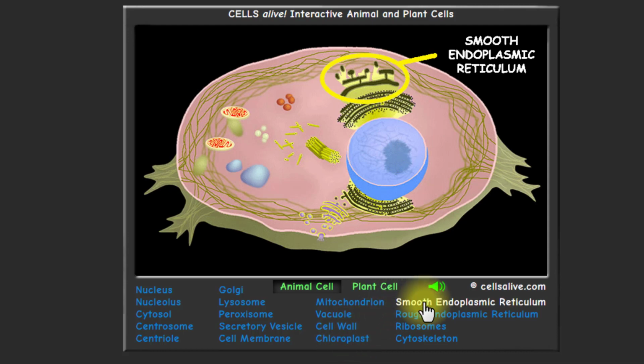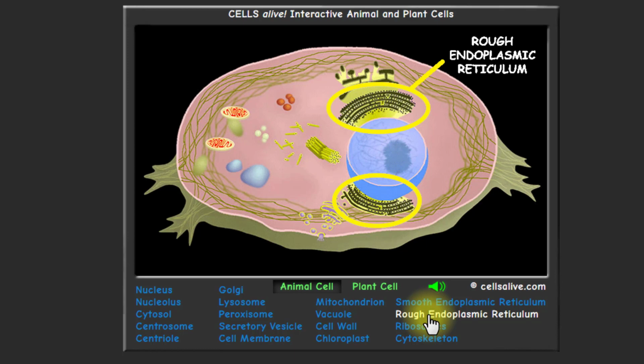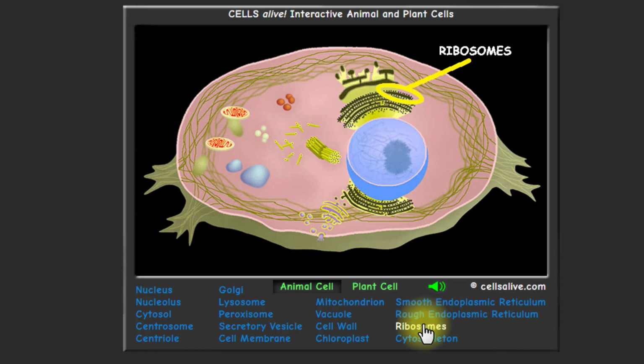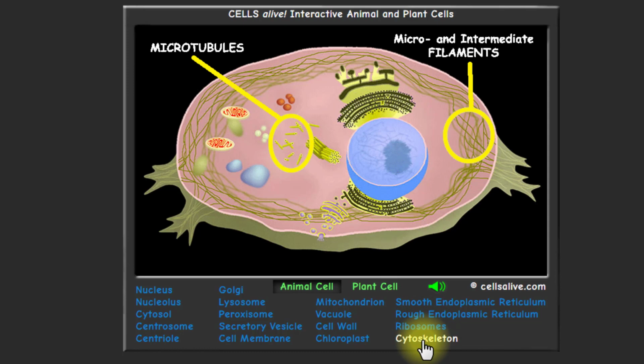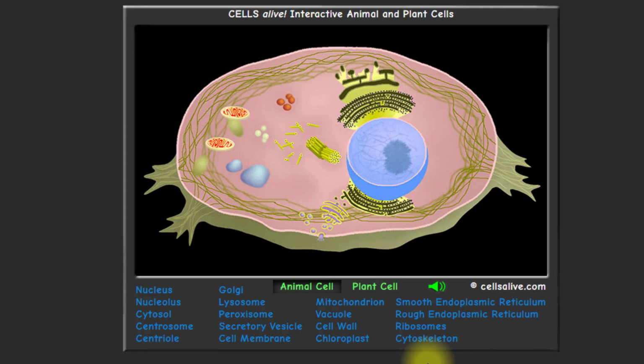Here we have the smooth endoplasmic reticulum, the rough endoplasmic reticulum. The tiny dots here are the ribosomes, which are located on the rough endoplasmic reticulum. And here we have components of the cytoskeleton, which includes the microtubules, microfilaments, and intermediate filaments. Refer to your worksheet for an explanation of the functions of each of these organelles.